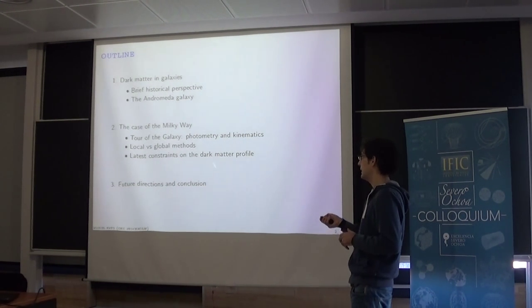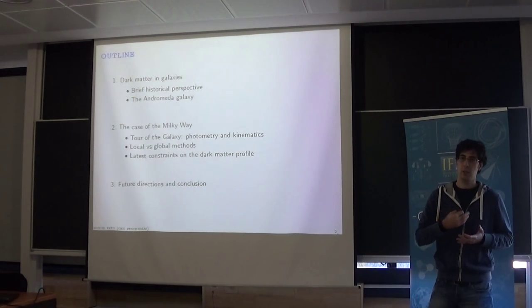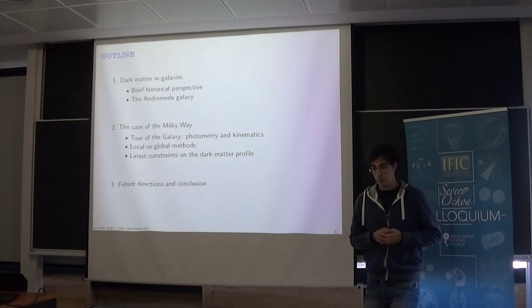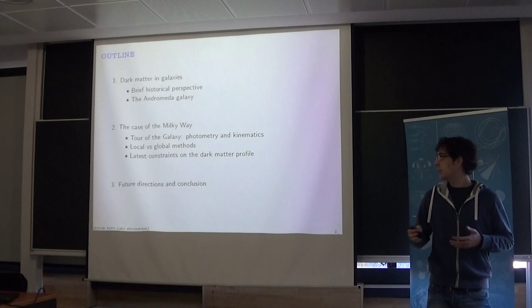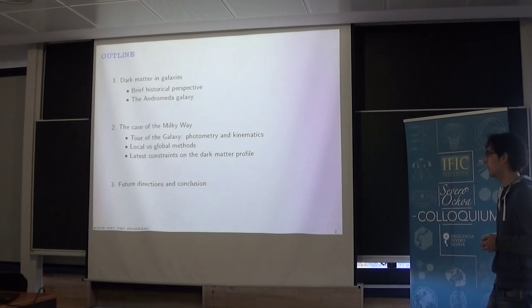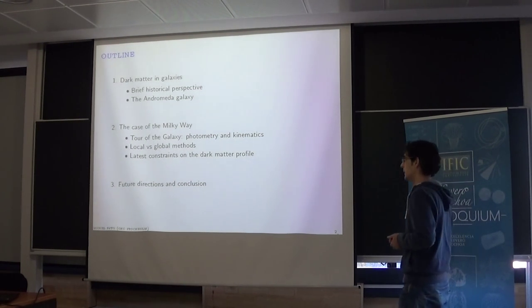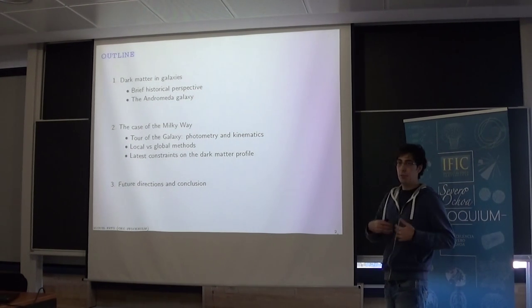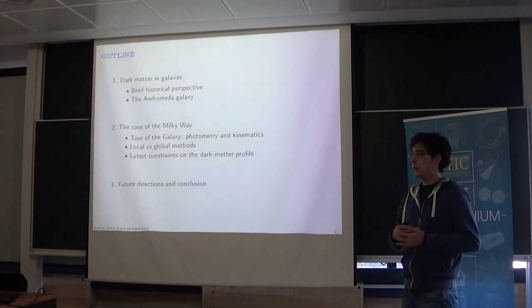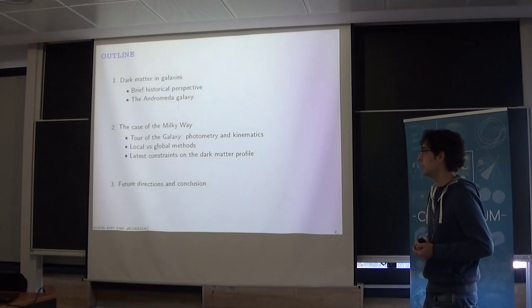And finally, I'll present some of the latest constraints on the dark matter profile, and here I'll be a bit biased and talk mainly about my own works, but I'll try to set it in the context of what has been done in the latest years. And then I'll discuss a little bit the future directions and the prospects to constrain better the dark matter distribution in our own galaxy.